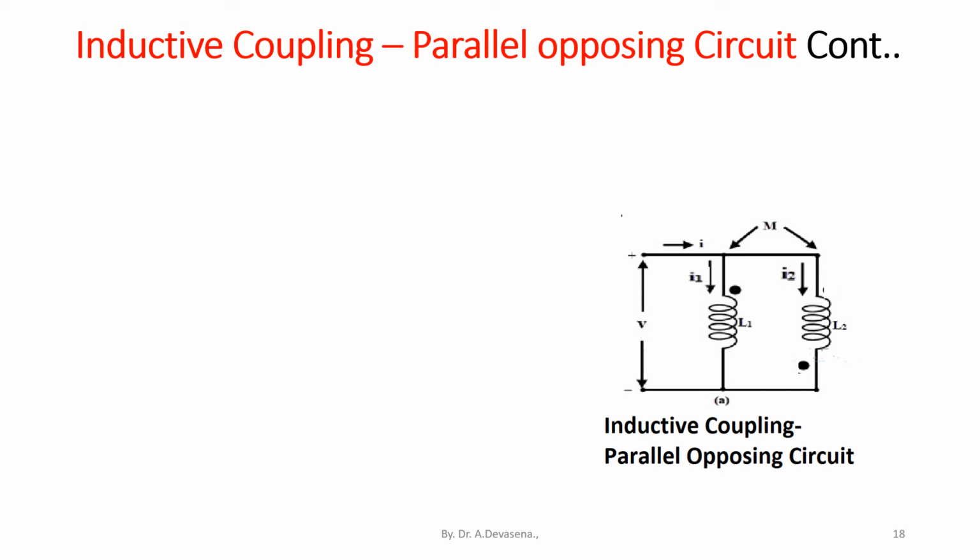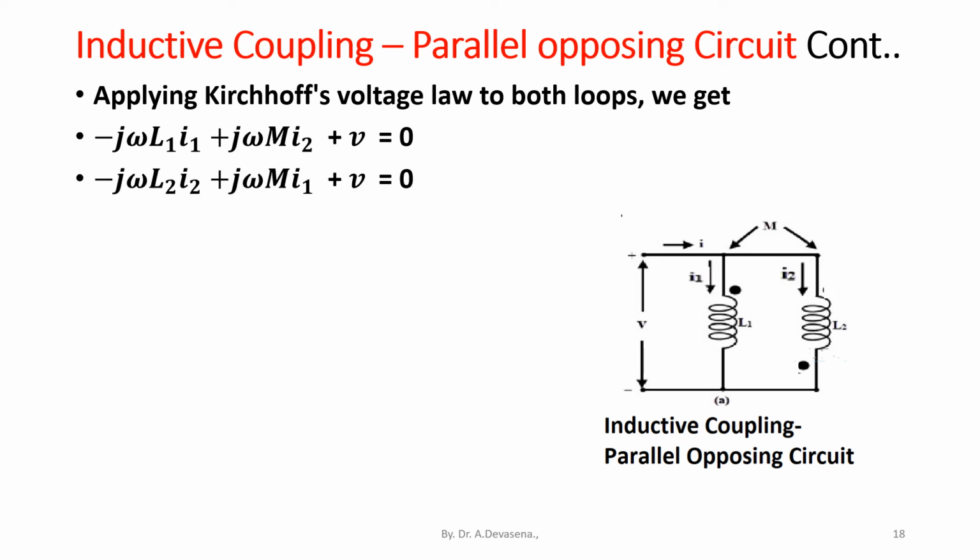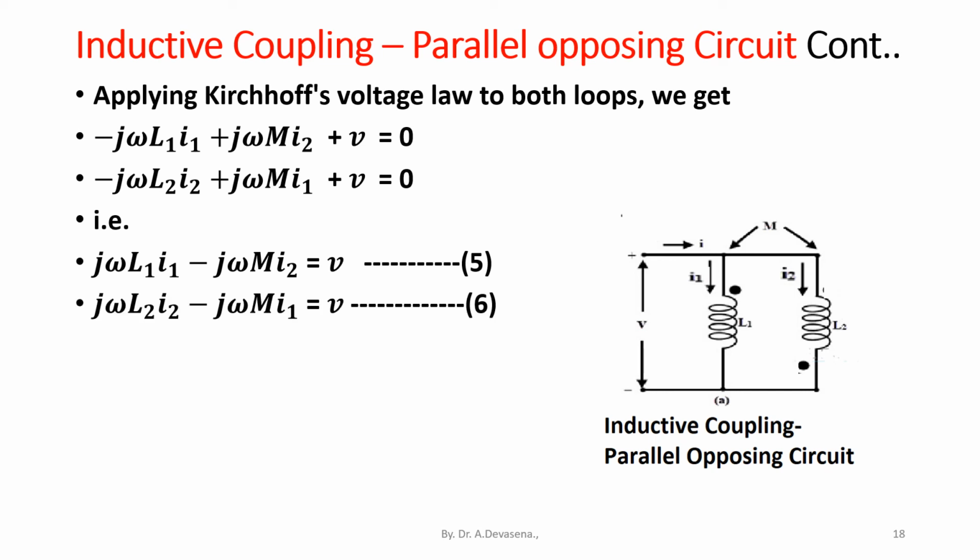Applying Kirchhoff's voltage law to both loops, we get minus jωL1 I1 plus jωM I2 plus V is equal to 0. Minus jωL2 I2 plus jωM I1 plus V is equal to 0. That is, jωL1 I1 minus jωM I2 is equal to V. Consider this as equation 5. jωL2 I2 minus jωM I1 is equal to V. Consider this as equation 6.